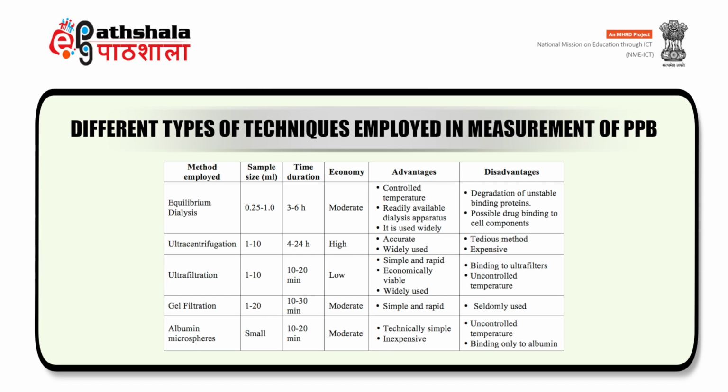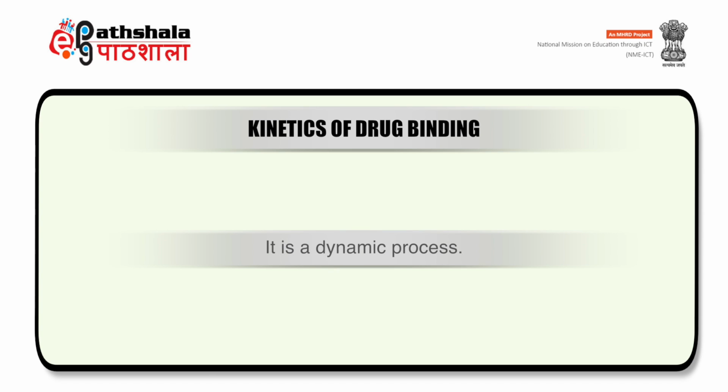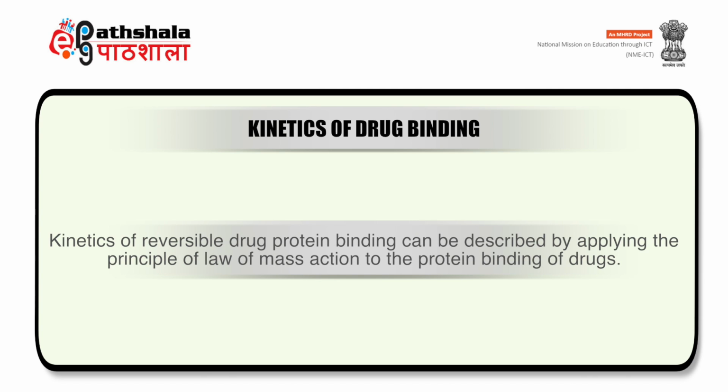Table 2 summarizes the different types of techniques employed in the measurement of plasma protein binding, as coming on the screen. Now, let us understand the kinetics of drug binding. It is a dynamic process. Kinetics of reversible drug protein binding can be described by applying the principle of law of mass action to the protein binding of the drugs.